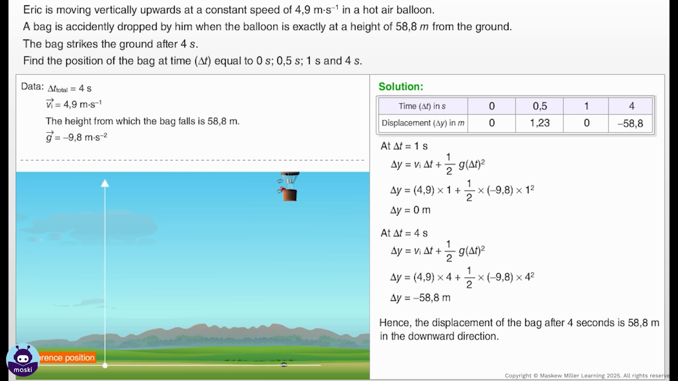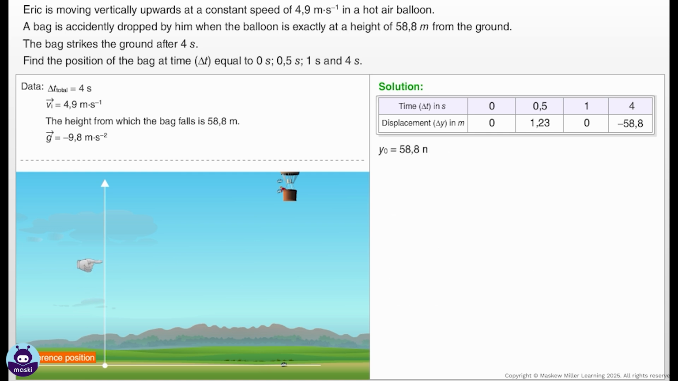Let us choose the ground as our reference point for determining the position. We know that at delta t equals 0 seconds, the ball is at a position positive 58,8 meters from the reference point on the ground. We call this y0. We know that displacement is the change in position from the starting position. Hence, the position of the bag with respect to the ground at different times can be calculated.